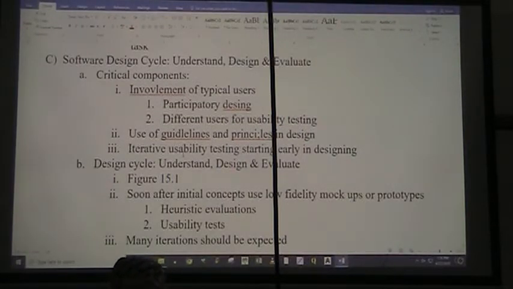All right, so we have a software design cycle that they sum up as understand, design, and evaluate. We want to have involvement of typical users in that software design. So this is called participatory design. We want to then have different users, though, when we do our usability testing.